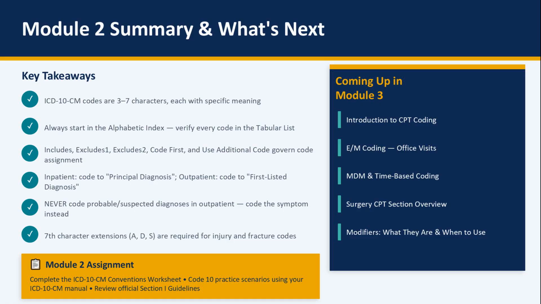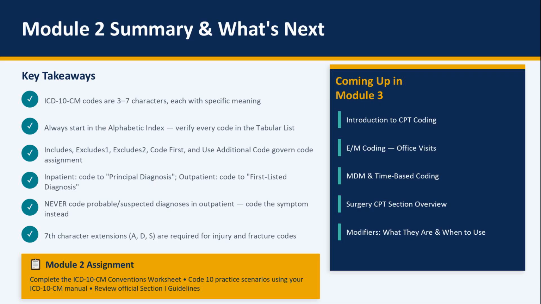1. ICD-10 CM codes are 3 to 7 characters long, and every character has a specific meaning. Category, anatomy, severity, and encounter type are all encoded in the structure itself. 2. The 2-step lookup process is non-negotiable. Alphabetic index first, tabular list second. Never ever assign a code from the index alone.